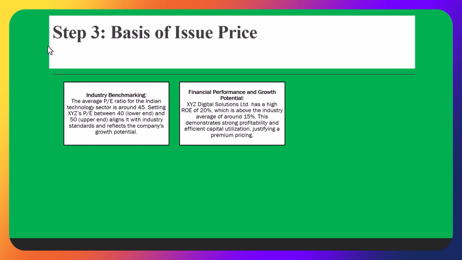Nirti, just tell Arjun in one line why this company is good or bad. It's good because there are two factors to consider. One is the PE ratio: the industry PE ratio is 45, and this company is set between 40 and 50, which aligns with the industry growth potential. The second is the ROE, return on equity. The industry average here is 15%, but this company's is 20%, which is a solid 5% increase over the average, showing more profitability.